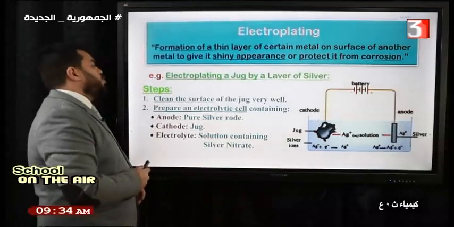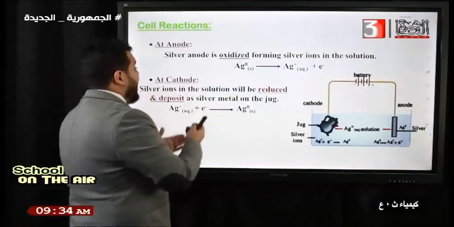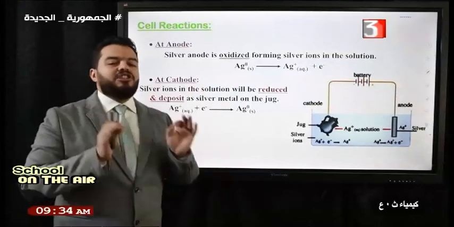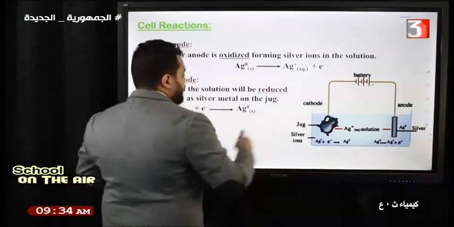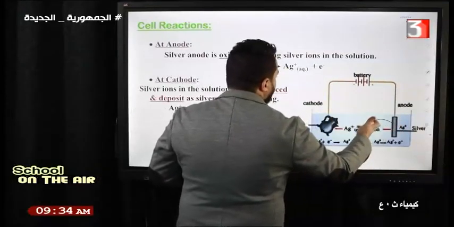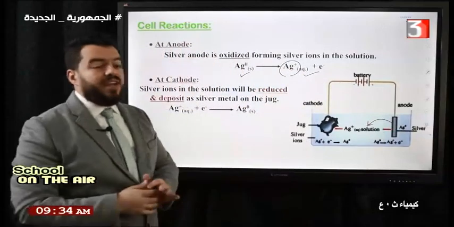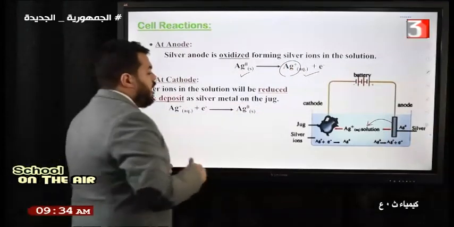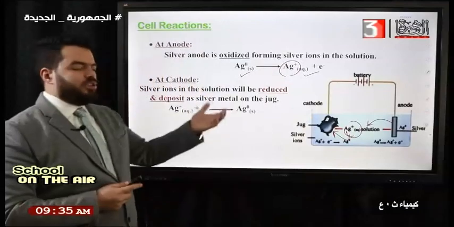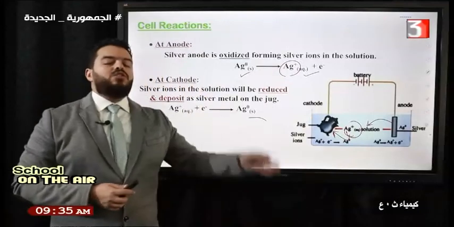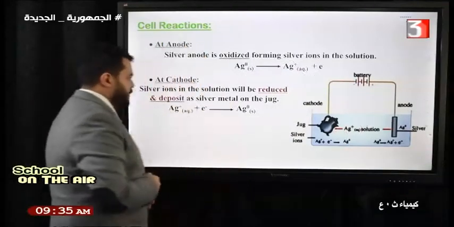Okay, so you are going to do that, and the cell reaction will be oxidation and reduction, but now it is non-spontaneous, driven by the external battery. The silver rod will be oxidized, so it will lose electrons and convert into silver positive ions in the aqueous solution. After that, the silver positive ions will be reduced and deposited on the jug, converting into silver metal, which will be the electroplating layer.